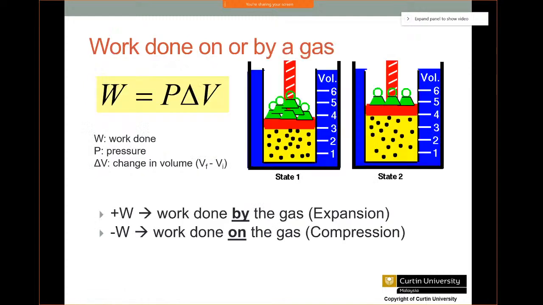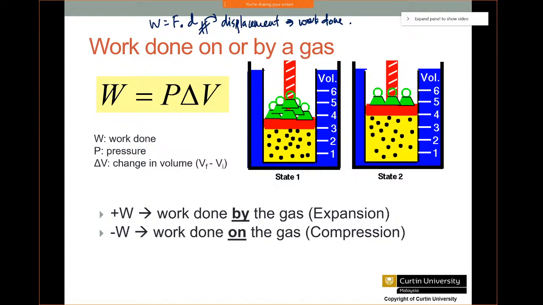Now look at the work done on the gas or by the gas. Remember what you have learned in your first semester: work done equals force times distance, right? When there is a displacement, there is work done. Work is only done when there is a change in the distance. So the same goes with thermodynamics.